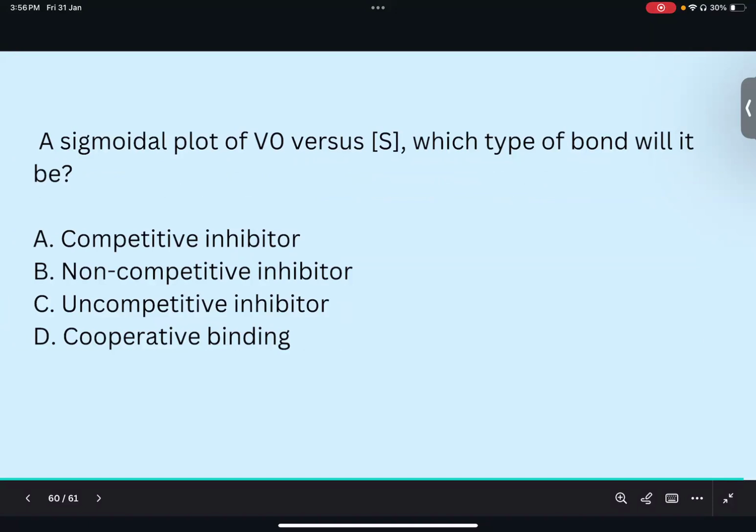A sigmoidal plot of the initial velocity versus the substrate concentration. Which type of binding will it be? A sigmoidal plot, we said, is associated with cooperative binding, which is allosteric enzymes.